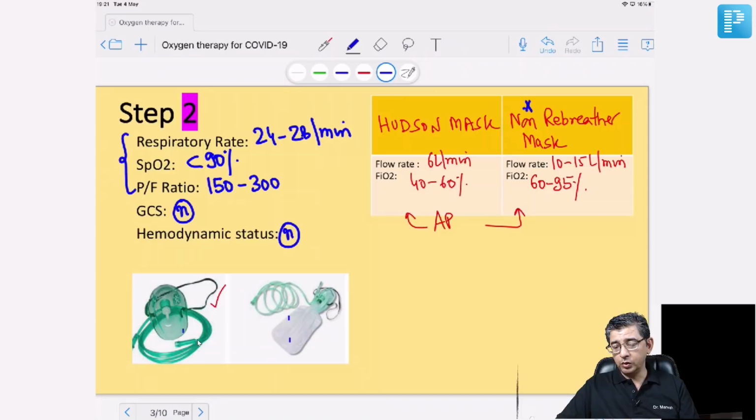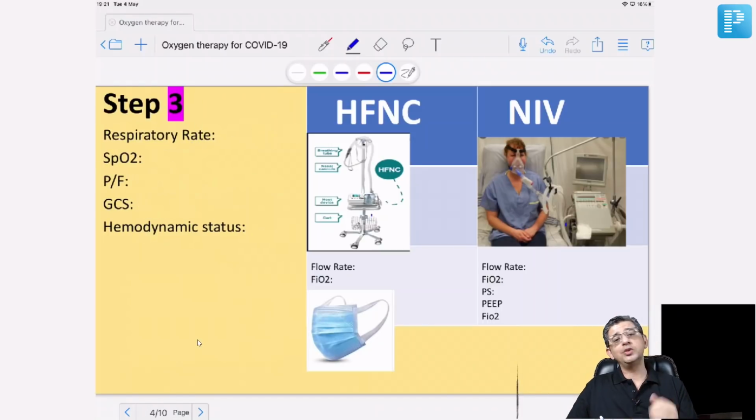And according to the AIIMS MoHFW protocol, you would have noticed me saying that preferred at step 2 would be a non-rebreather mask, with which we can generate FiO2 in the range of about 95%. But if you have used this for, let me say, 2 hours, and there is no improvement in the condition of the patient, then you will escalate to step 3.